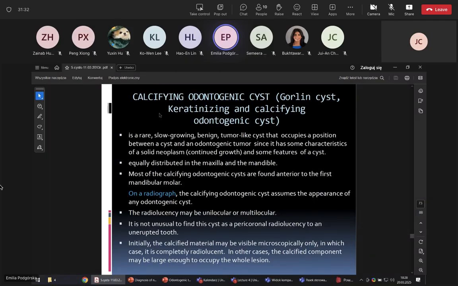The radiolucency may be unilocular or multilocular, and it is not unusual to find this cyst as a peripheral radiolucency to an unerupted tooth. Initially, the calcified material may be visible microscopically only, in which case it is completely radiolucent. In other cases, the calcified component may be large enough to occupy the whole lesion.